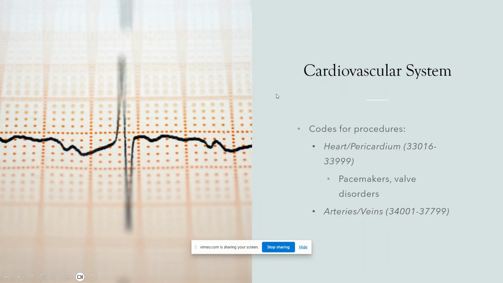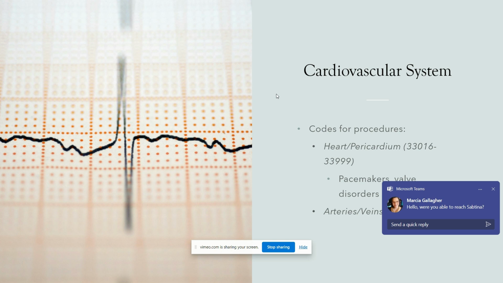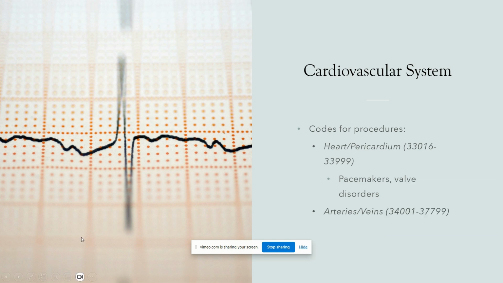The procedure codes in the cardiovascular system are divided into basically 2 parts. You have the heart and the pericardium, which starts with code 33016 and goes to code 33999. That contains things like pacemakers and valve disorders. And then pay attention, because arteries and veins, of which there are a lot, start with code 34001 and go to 37799. So when you're reading your scenario, pay attention to where it's being done. Is it being done with a vein or an artery, or the heart or the pericardium?